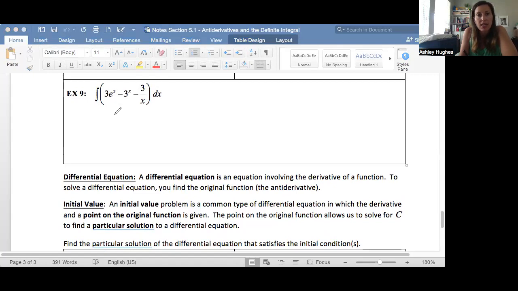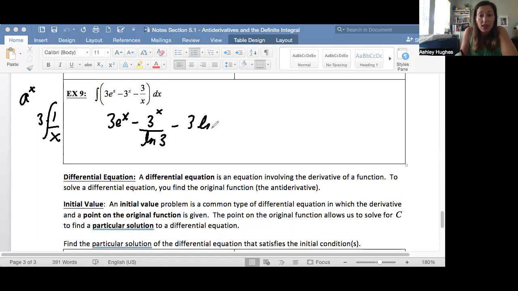Now the antiderivative of e to the x is just e to the x. The antiderivative of a to the x, we're going to write as a to the x, but then divide by the natural log of 3. And then this is like the example I did earlier, that's like 3 times 1/x, so 3 ln of x plus c. So this is just recognizing integration rules. Integral of e to the x is e to the x. Integral of a number to x, so not x to a number, but a number to x, you write that same thing and then you divide by the natural log of the base.